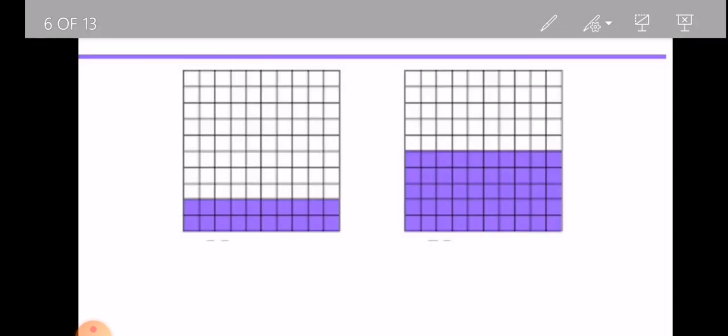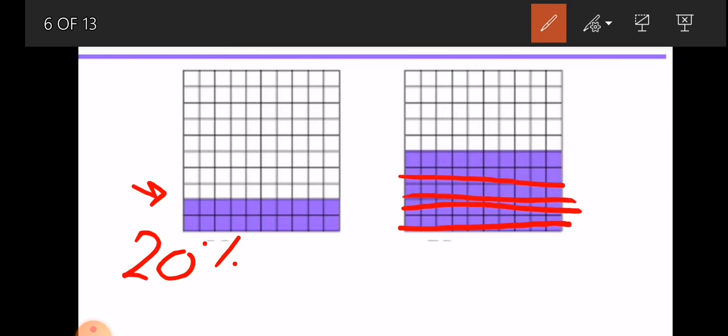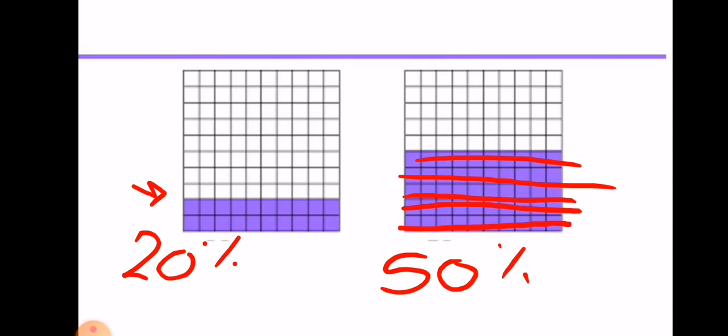Another one, for example, this one here. How many are colored with purple? I have two lines, so I have 20. I want to write it directly, 20%. Why do I write 20%? It means 20 colored from the 100. So it's 20%. The next one, here I have 10, 20, 30, 40, 50. So it's 50 out of 100. I can write it as a percent, 50%, and so on if you have a 10 by 10 grid.